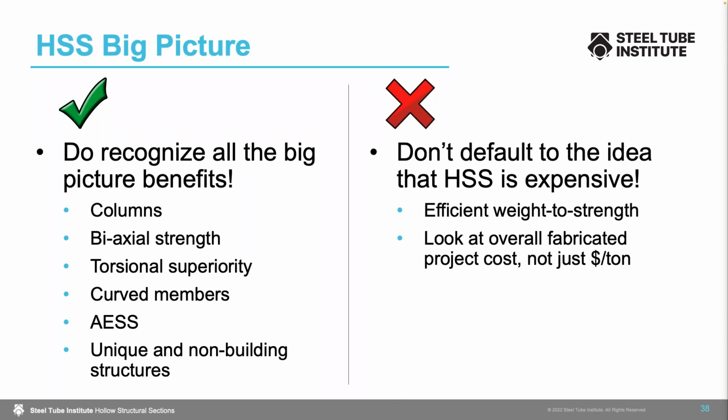And we need to look at the overall fabricated project cost, not just the cost per ton. Sometimes when comparing a wide flange cost per pound to an HSS per pound, wide flange may or may not be less expensive. The market value will fluctuate, but HSS will be more efficient per pound for axial loading. So we need to look at that overall fabricated cost, not just $1 per pound or $1 per ton.